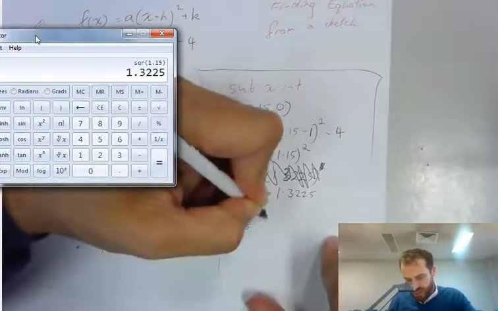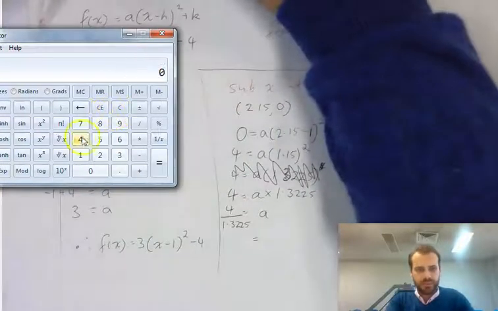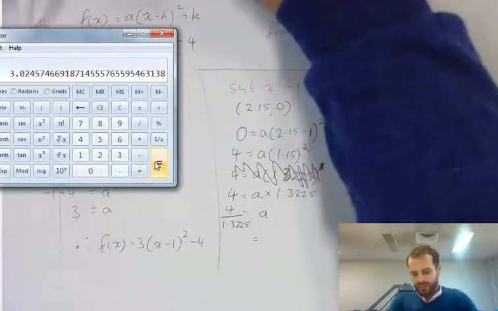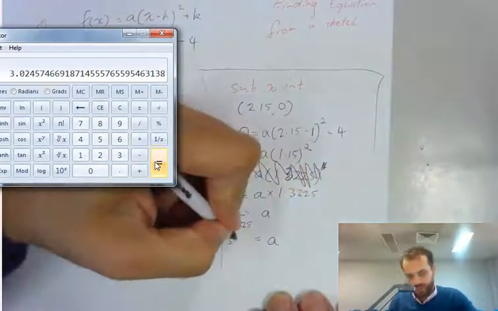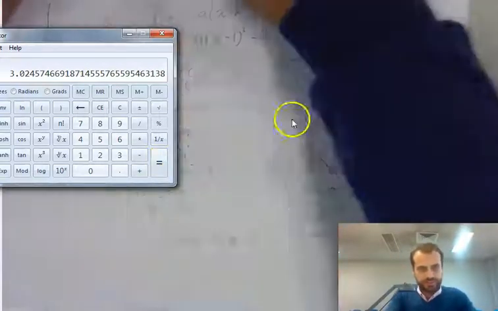Now to figure out my final a value, it's 4 divided by 1.3225, and that's a. Now when I type that into my calculator, I'm going to be disappointed, and it's going to give me an answer of a equals 3.02. Now, I did promise you that I would get answers of 3.